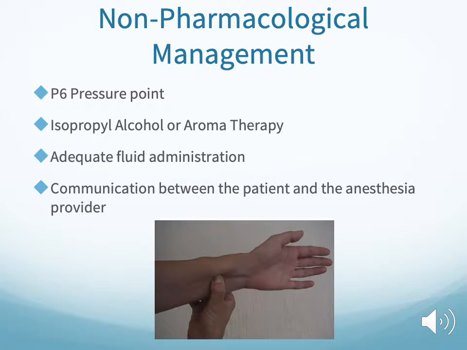Utilizing non-pharmacological methods to avoid post-op nausea and vomiting is beneficial in the geriatric patient population. The P6 pressure point has been postulated as a useful prophylactic measure to prevent PONV. The P6 point lies 5 centimeters proximal to the ventral wrist crease between the flexor carpi radialis and the palmaris longus. Stimulation should occur before induction of anesthesia for appropriate results.